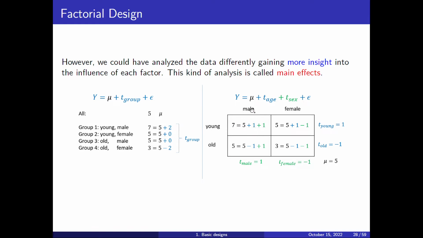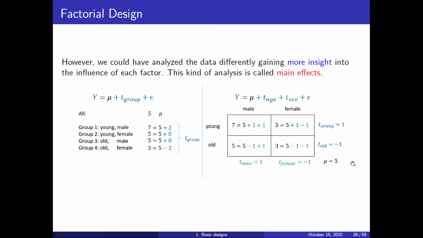So we make homogeneous groups, and then in these homogeneous groups we see that for young males the average is 7, and the same for old males here, the average is 5. And so we have now distributed the averages that we see for the groups: 7, 5, 5, 3. We have distributed them in a table, and in this table we will try to identify the contribution of age, of sex, and the overall mean.